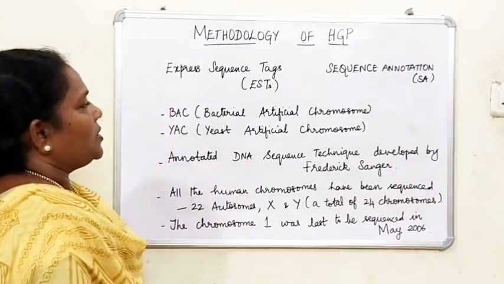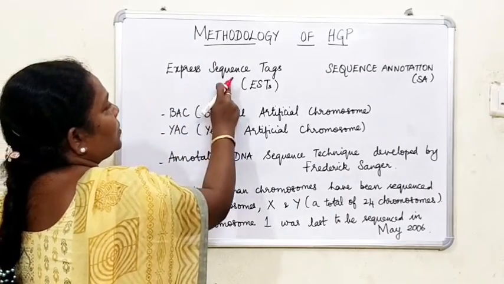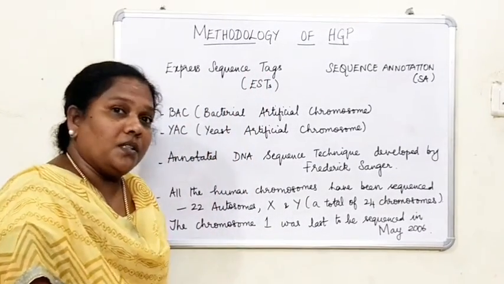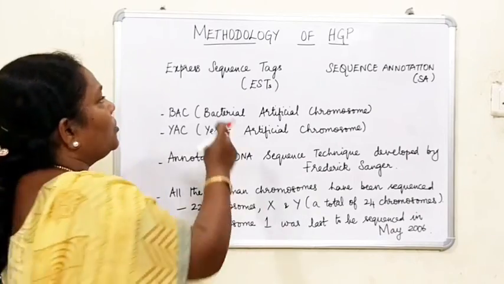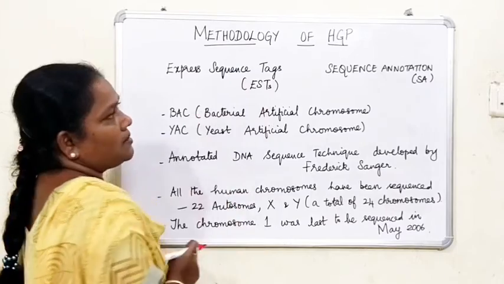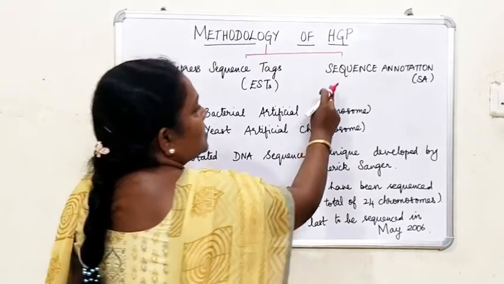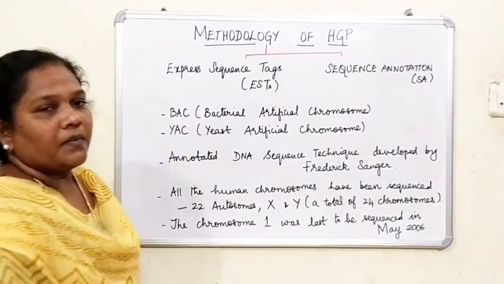So there are two steps which are carried out. The first one is called Expressed Sequence Tags. Identifying all the genes that are expressed as RNAs is called Expressed Sequence Tags, in short form ESTs. Okay, and the other method is sequence annotation.